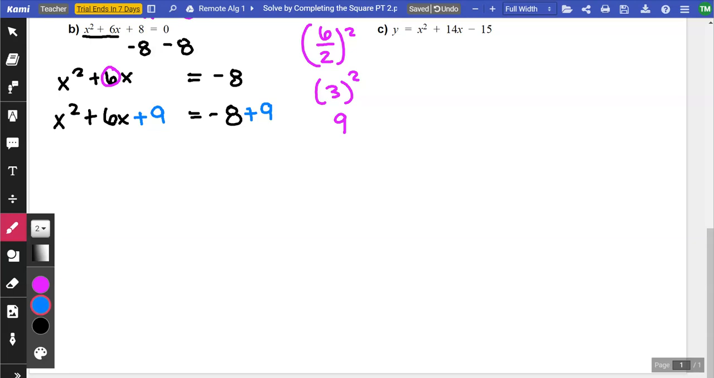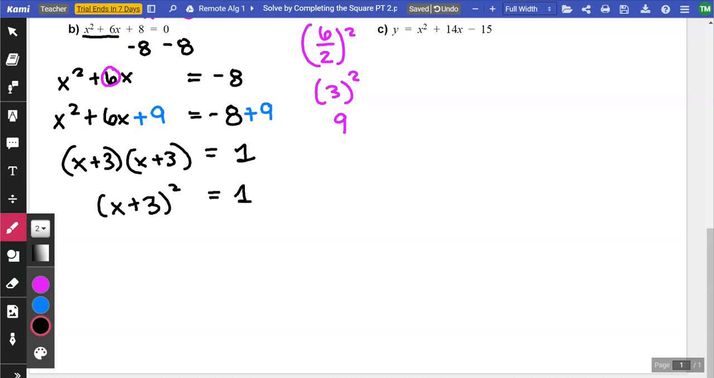So then we are going to factor the left side here, and we're going to simplify the right side. Negative 8 plus 9 is simply 1. I know x times x is x squared, 3 times 3 is 9, and then positive 3 and positive 3 will give me that positive 6x in the middle. How can I rewrite x plus 3 times itself? X plus 3 squared. And the reason why we want to do that is because how can I easily cancel this square? I can go ahead and square root both sides. The square root cancels the square.